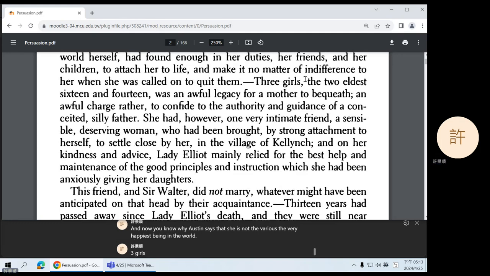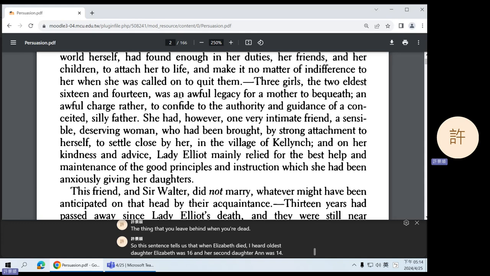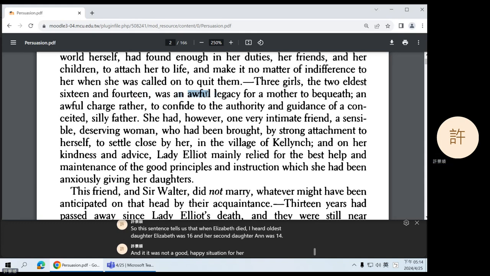Three girls, the two eldest, 16 and 14, was an awful legacy for a mother to bequeath. A legacy is what you leave behind when you're dead. The verb is bequeath. To leave behind when you're dead. So to bequeath a legacy is to leave behind the thing that you leave behind when you're dead. So this sentence tells us that when Elizabeth died, her oldest daughter, Elizabeth, was 16, and her second daughter, Anne, was 14. And it was not a good, happy situation for her children. It was an awful legacy.